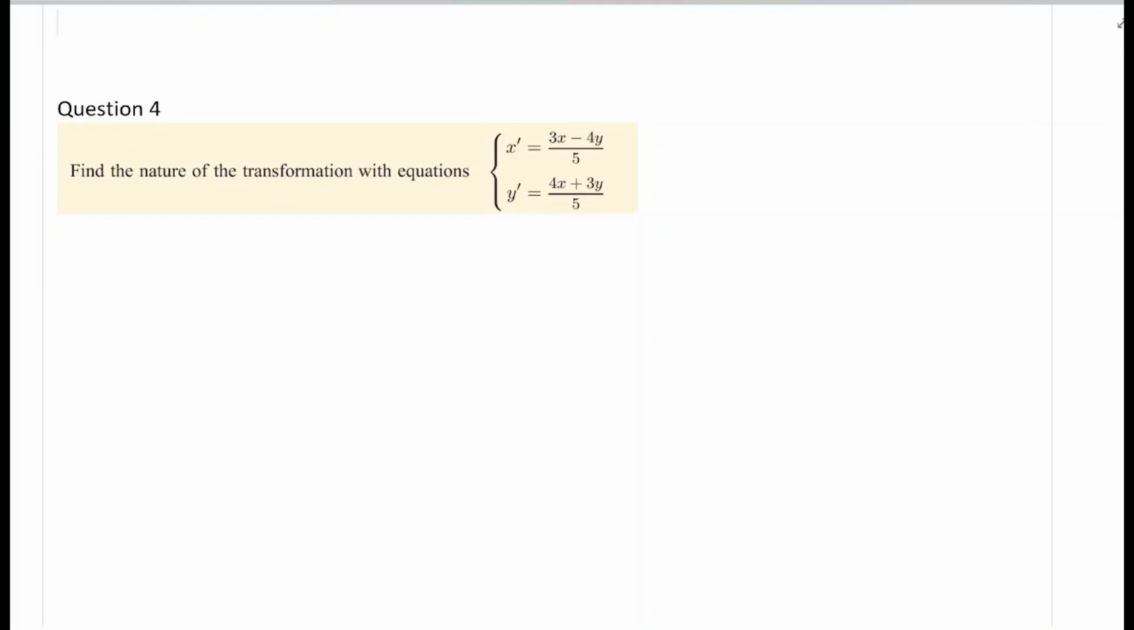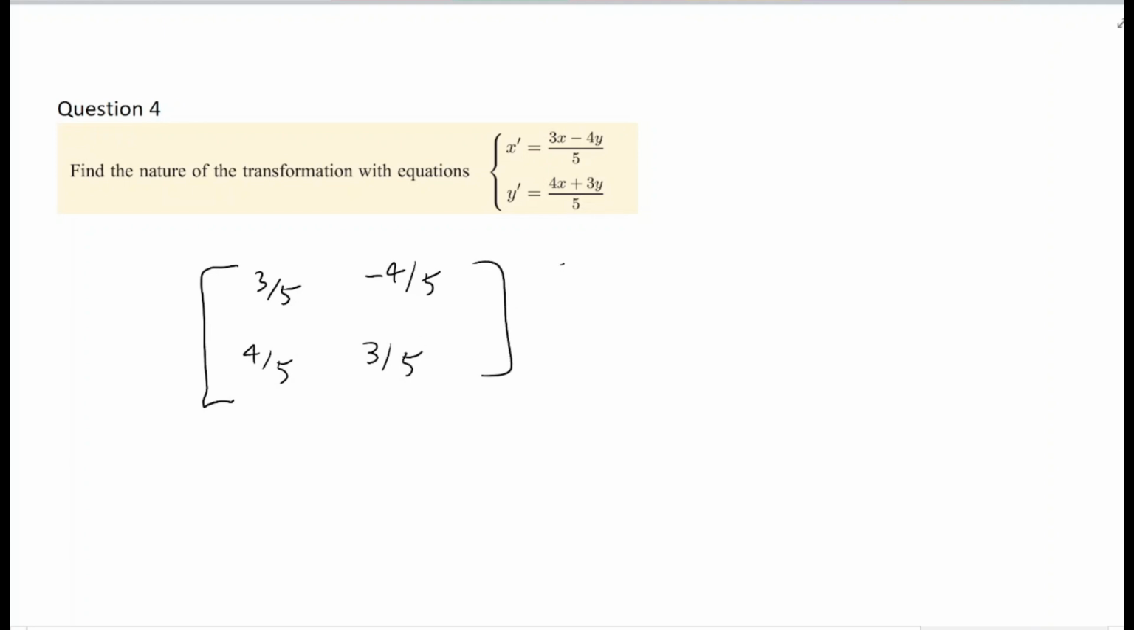Last thing we've got to do here is to find the nature of the transformation with those equations. So essentially, we can write these equations, 3x take 4y over 5. If you think about writing it like this, 3 over 5 is the coefficient of x, and minus 4 over 5 is the coefficient of y there. 4 over 5 is the coefficient of x, and 3 over 5 is for y. And then you would want to times that by (x, y). You can imagine if you times these, you would get the equations that are sort of up here.